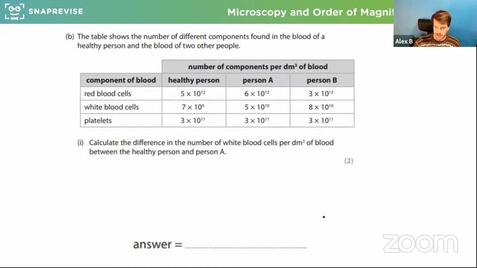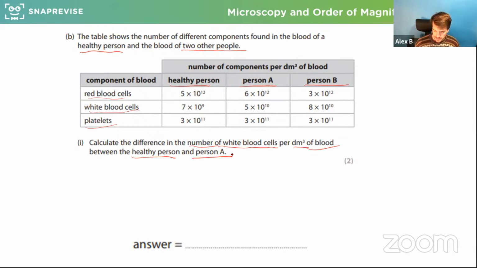So this table shows the number of different components found in the blood of a healthy person and the blood of 2 other people, presumably not healthy. We've got the components in the blood, red blood cells, white blood cells, and platelets. And this is our healthy person. Then we've got person A and person B. So you have to calculate the difference in the number of white blood cells per decimeter cubed of blood between the healthy person and person A.